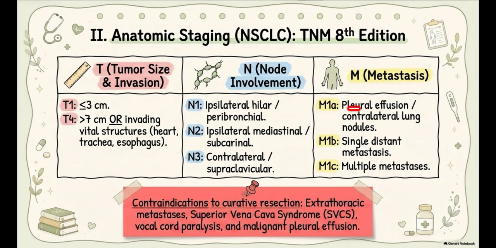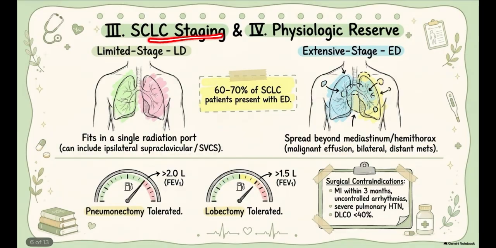For metastases, M1A includes malignant pleural effusion or contralateral lung nodules. M1B is a single distant metastasis. M1C means multiple metastases. Notably, there are absolute contraindications to curative resection. You cannot operate curatively if the patient has extrathoracic metastases, superior vena cava syndrome, vocal cord paralysis, or a malignant pleural effusion. Small cell lung cancer staging is much simpler.